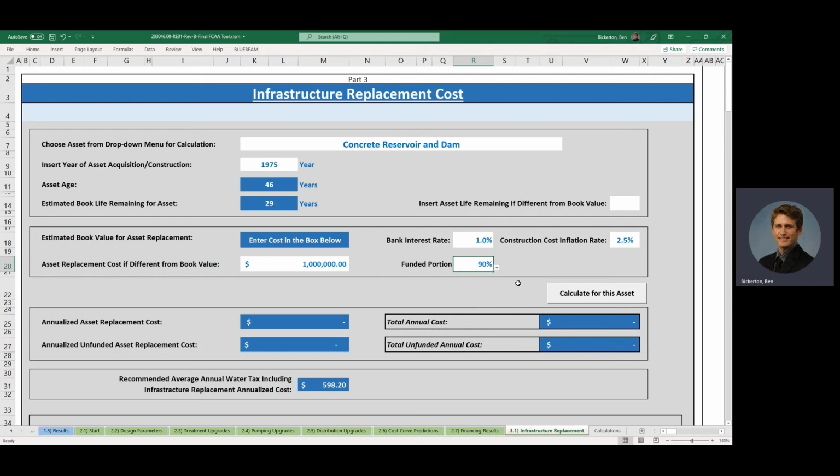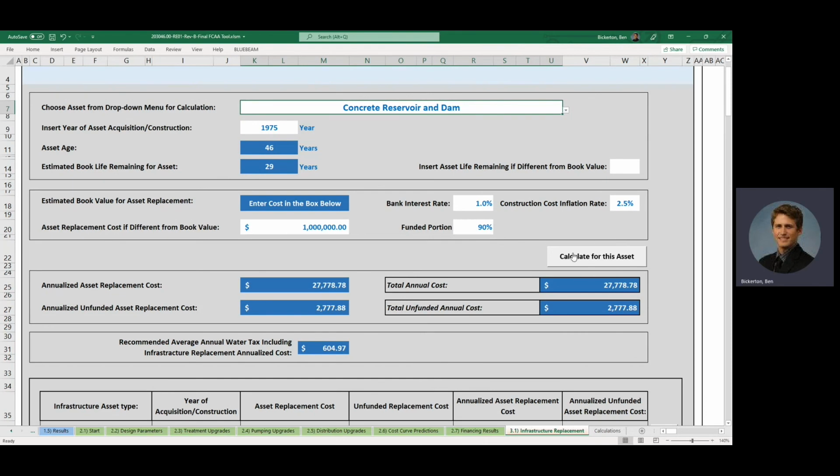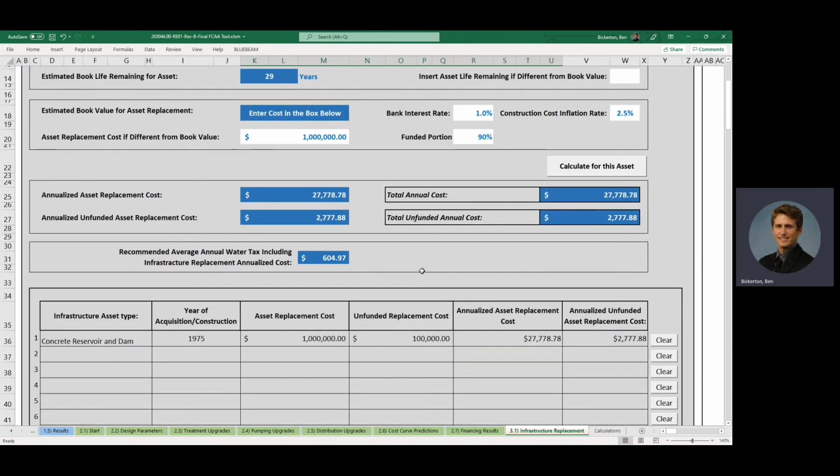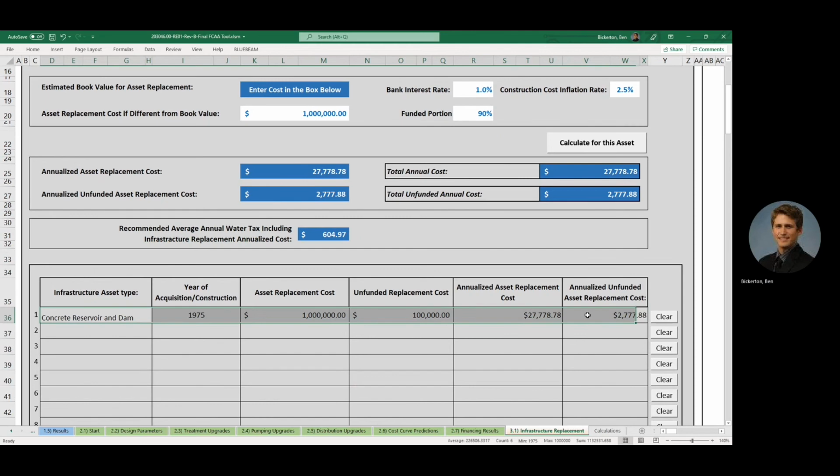Once we've input those values, we click calculate for this asset, and the tool will spit out the annualized asset replacement cost, the unfunded replacement cost for this asset, and then these two values over here, the totals, will be used when we go back up to our list here and select another asset. As we click calculate for this asset, the asset goes into the table below, which keeps a running tally of all the infrastructure assets that we've inputted into this part of the tool.